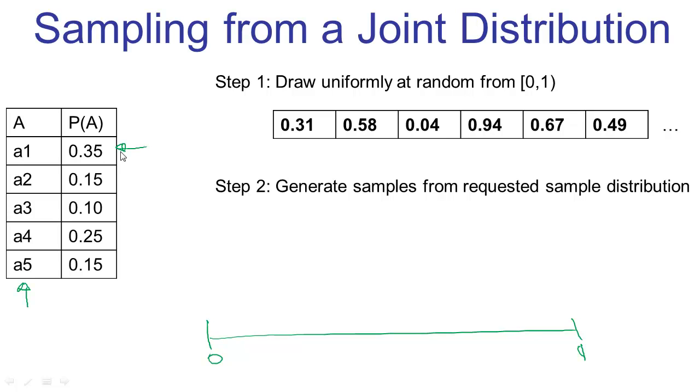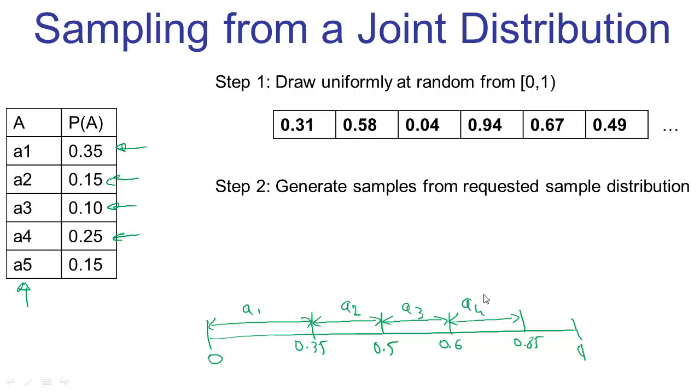We start with the first entry, A1, which has a probability of 0.35. So from 0 through 0.35, we have A1. We have a probability of 0.15 for the next one, A2. So from 0.35 through 0.5, we have A2. We have a probability of 0.1 for A3, which is the next one. So from 0.5 through 0.6, we have A3. Then we have a probability of 0.25 for A4. So from 0.6 through 0.85, we have A4. And then for the last one, A5, we have a probability of 0.15. So from 0.85 through 1, we have A5.